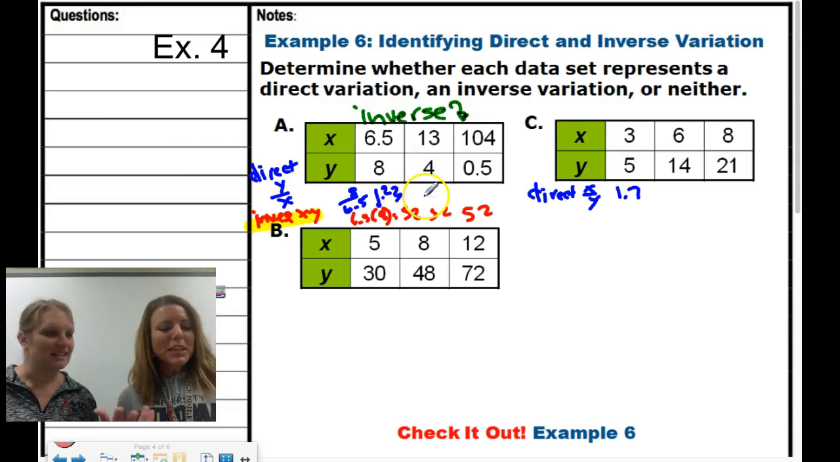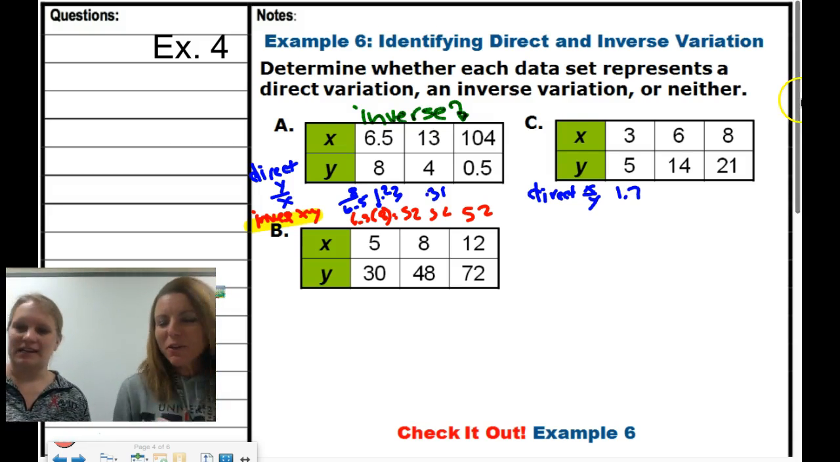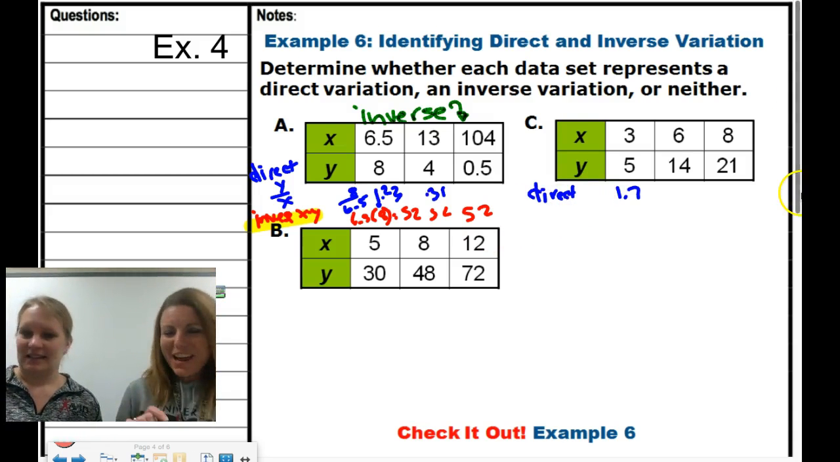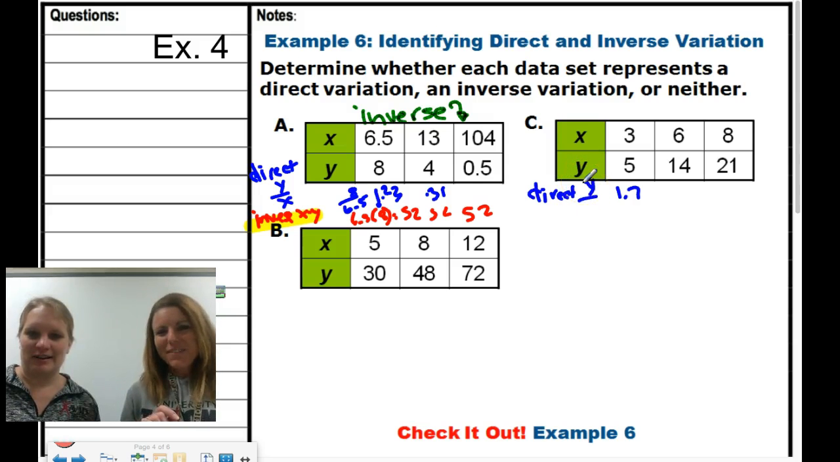All right, and then we're taking 4 divided by 13, which is 0.31. Still didn't work. Now let's go back over here and change that to y over x. There we go. Y over X.